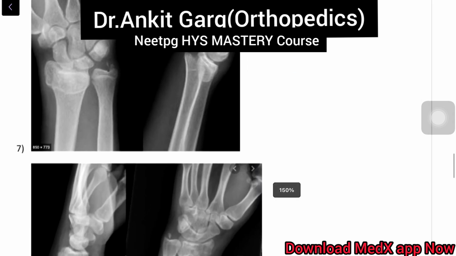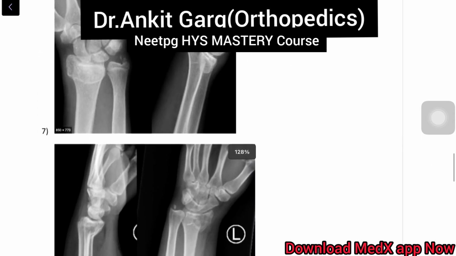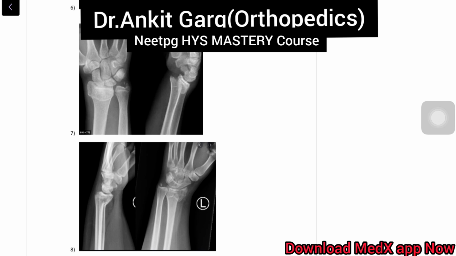The next few questions are basically some trick questions, all involving the distal radius fracture. First of all, I'm going to describe it, and then I'll give you a very short-cut formula on how you can attempt all these questions in the exams. When you are coming to a distal radius fracture, you just have to follow a simple mnemonic.